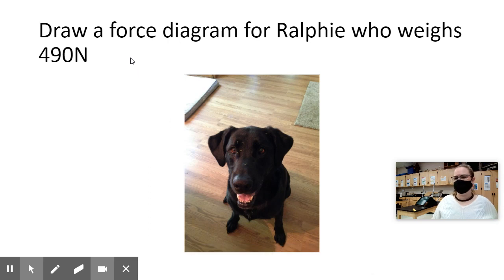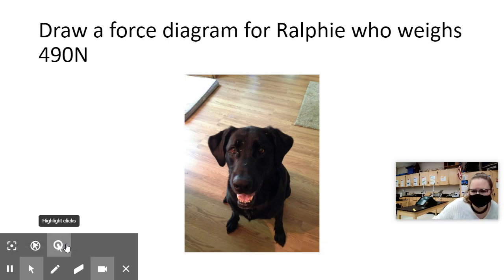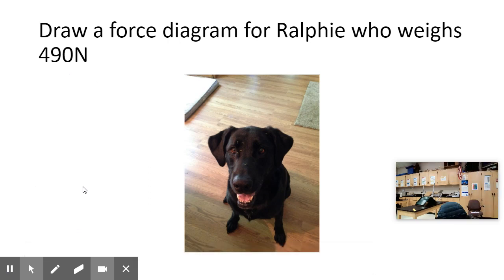So in your notebook, I want you to predict what a force diagram would look like for Ralphie, who weighs 490 newtons. And it's okay if you're a hot mess. I just want you guys to write down what you think a force diagram might look like for Ralphie. So take a few moments and do that. So I'm going to ask a few questions, and people at home, let me know if you can't see what I'm drawing on my smart board. You're going to have to be vocal because I won't be able to see my computer.